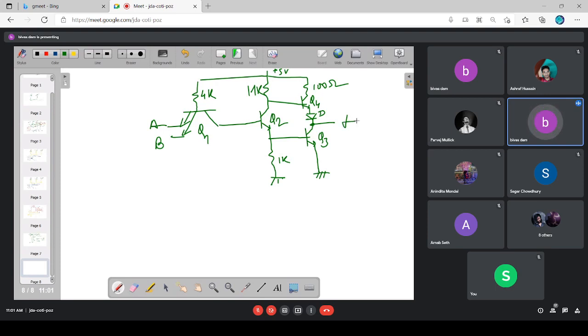This was my standard TTL 2-input NAND gate. Now, if I increase these resistances, what will happen? If I increase the values of this resistance, what will happen? The net current that will be flowing from VCC to ground through this Q2 or through any transistor will be reduced.